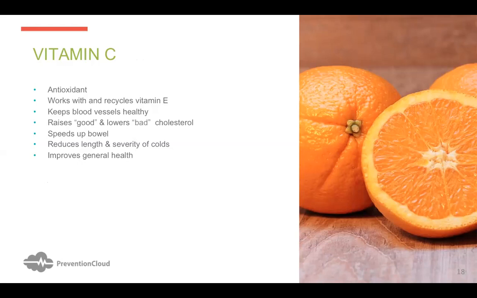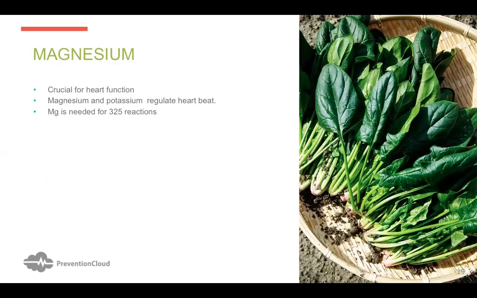A lot of people take emergency or some kind of vitamin C, orange juice, and it improves general health. So magnesium, this is a great vitamin. I personally take this and I love this. It has several different benefits, but it's crucial for heart function. Magnesium and potassium, they regulate the heartbeat, so the heart rhythm. And magnesium is needed for over 325 reactions.